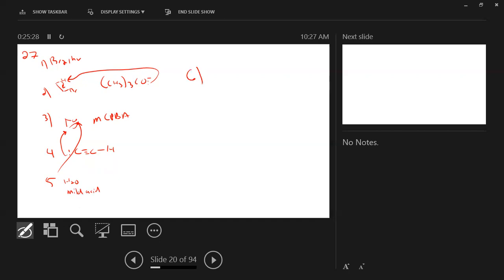Lastly, how do you take an alcohol to a ketone? In this case, right here, we're going to turn this into a ketone. We're going to use PCC.